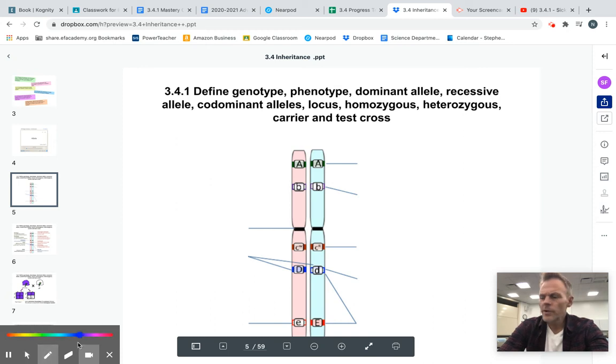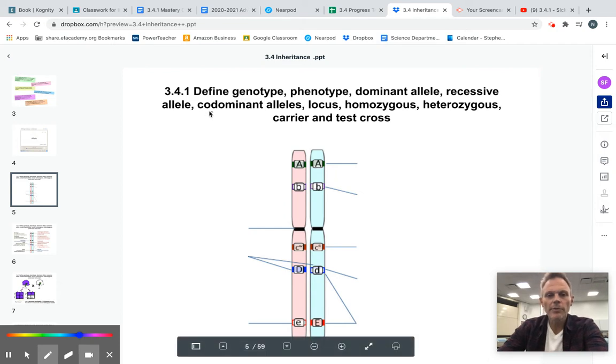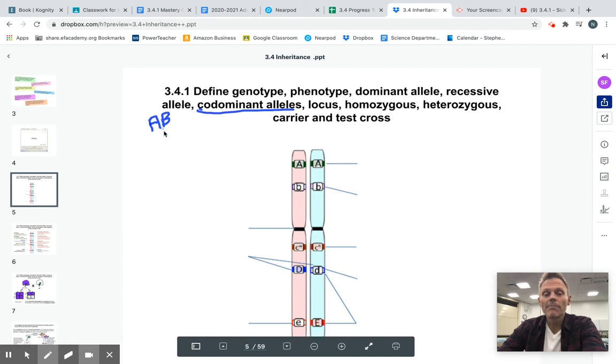Hello. We're going to do the last definition in 3.41. So we've talked a little bit about codominance. We talked about codominance in blood type, right? Because if you have blood type AB, you've inherited both those forms, and both those forms are expressed. So that's an example of codominance.